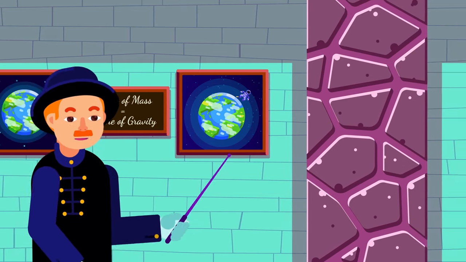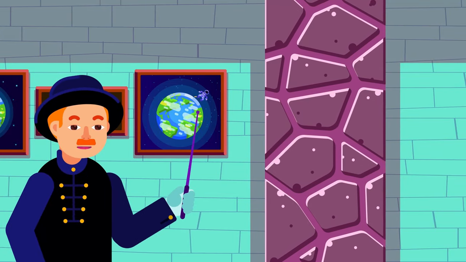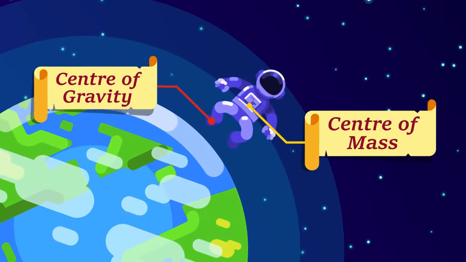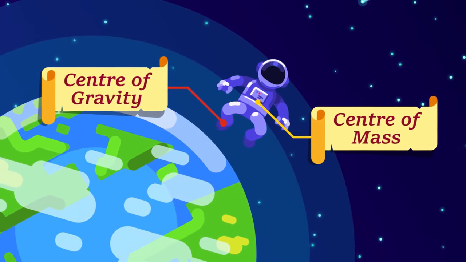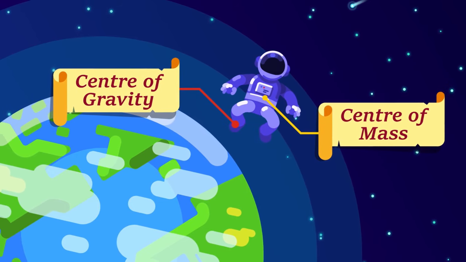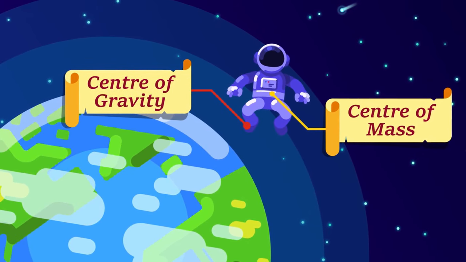Hence, we can use the terms center of mass and center of gravity interchangeably, assuming they refer to the same point. But if the object gets further from Earth, the gravitational field gradually decreases, causing a non-uniform gravitational field and a difference in the position of the center of gravity and the center of mass of the object.